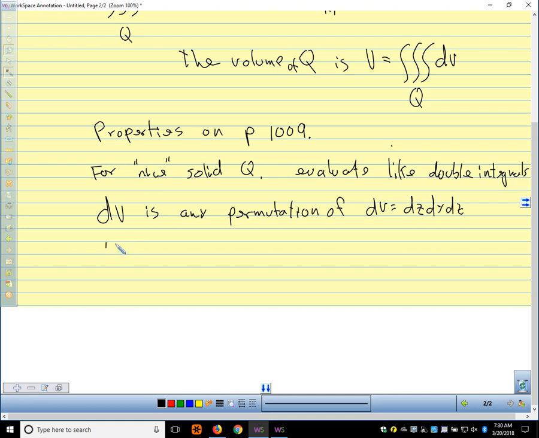We usually set up our dV as dz dy dx, or dV equals dz dx dy. So we're usually thinking of our surface being above the xy plane. So we have a surface, z equals f of xy, and then the dy dx, or the dx dy, is then our double integral in the xy plane, just like we've been doing.